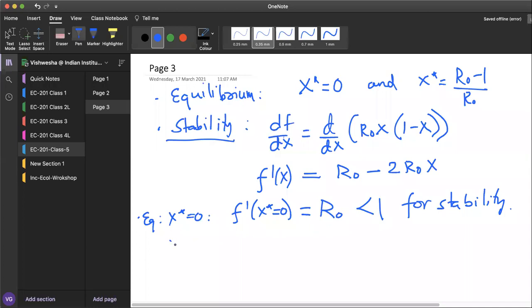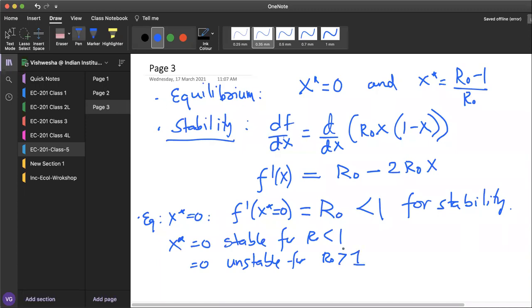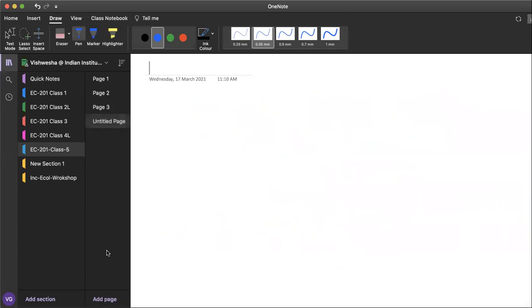Okay, x star equal to 0 is stable for R0 less than 1, is unstable for R0 greater than 1. Okay. Now let's do the same calculation for another equilibrium, which is R0 minus 1 by R0.